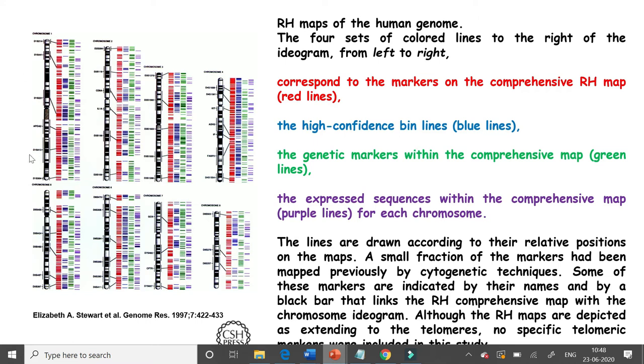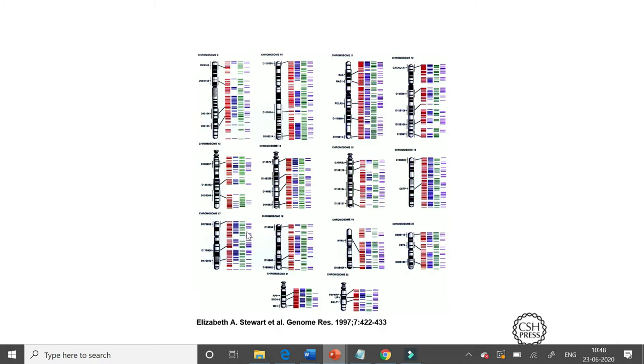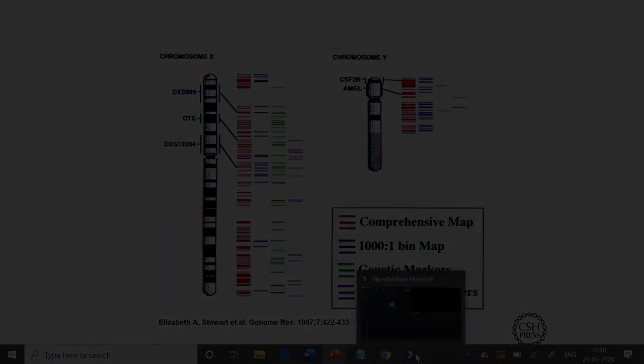You can see that different chromosomes have been saturated with different markers, and the presence of these markers helps us navigate along the chromosome. If we want to analyze a particular region of the chromosome, the markers very closely associated with this region will help us analyze it. Likewise, different maps for different chromosomes are being created.